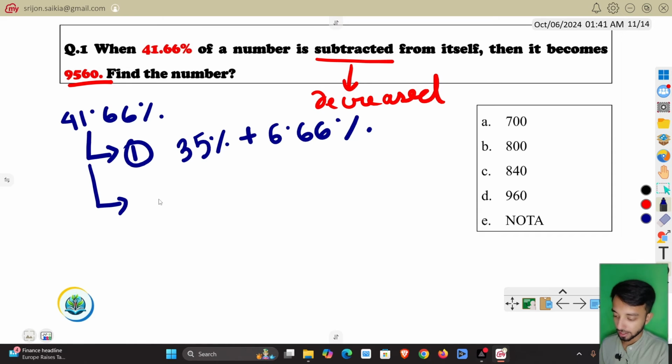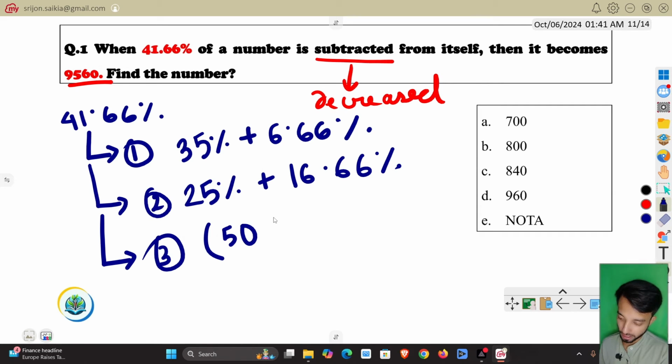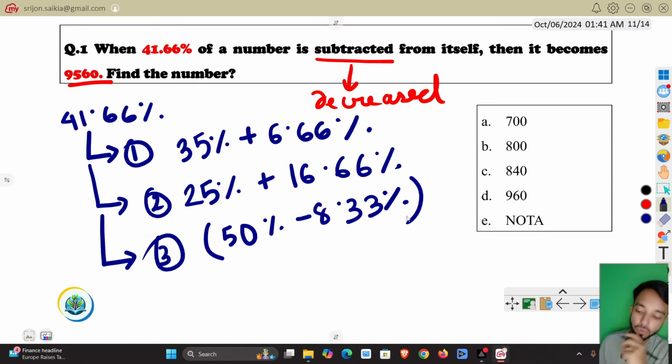Let's do one more way. The second way will be 25% plus 16.66%. Then another way, the third one: to find the value of 41.66, that is 50% minus 8.33%. That depends upon you, whichever way you want in order to solve this question. Which one should I take? First one, second one, or third one?